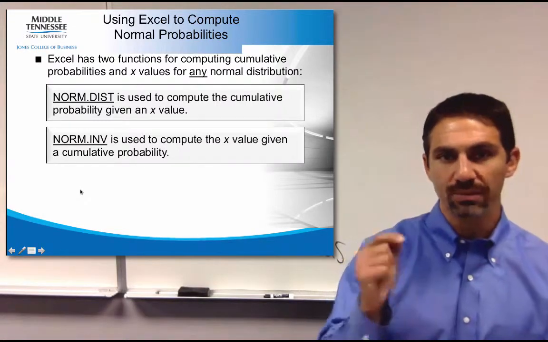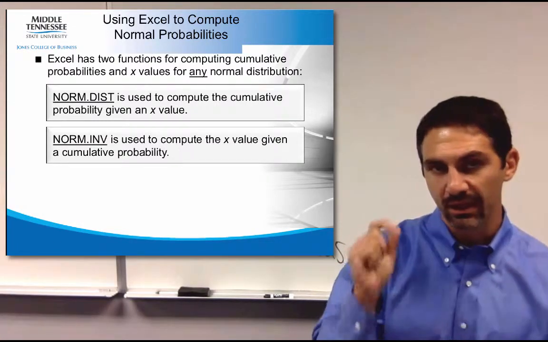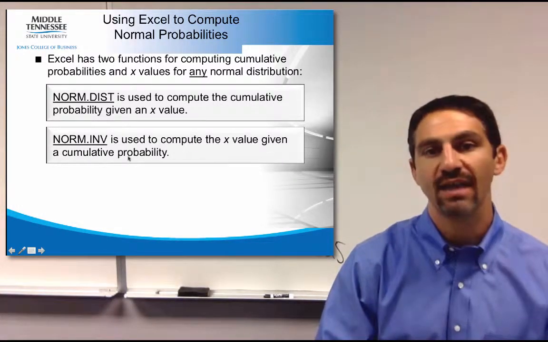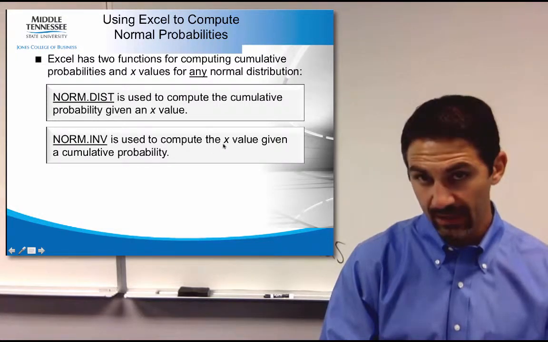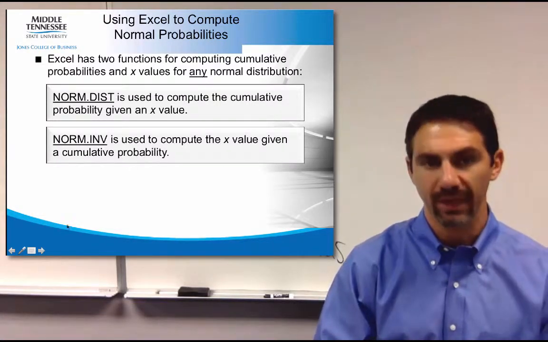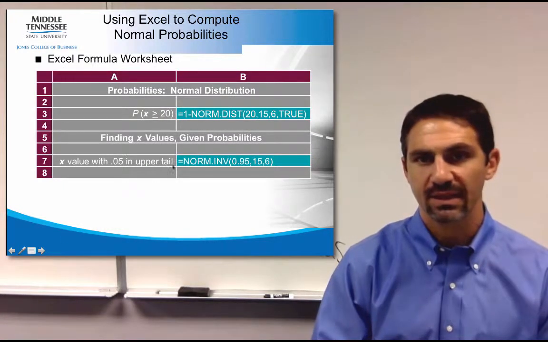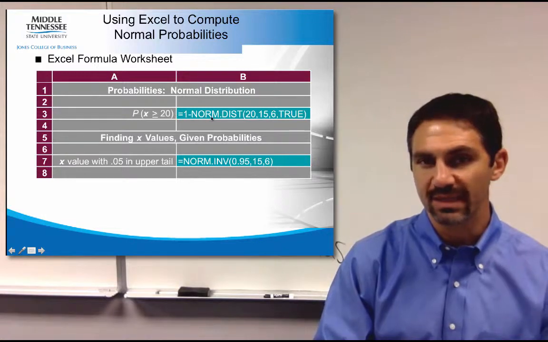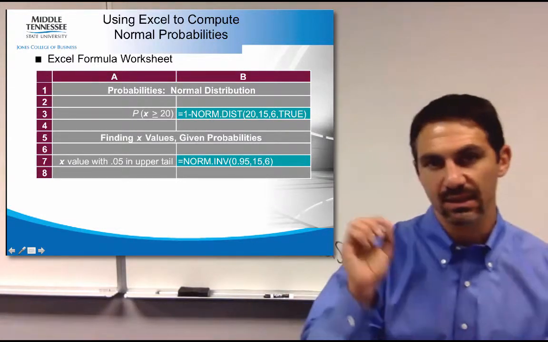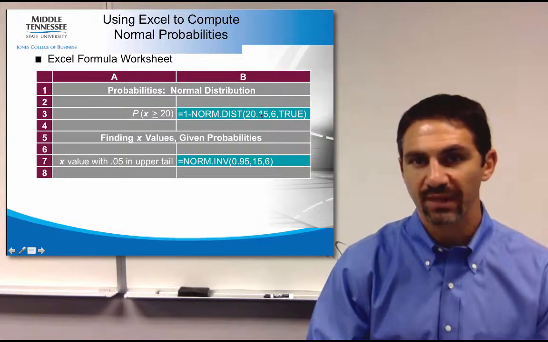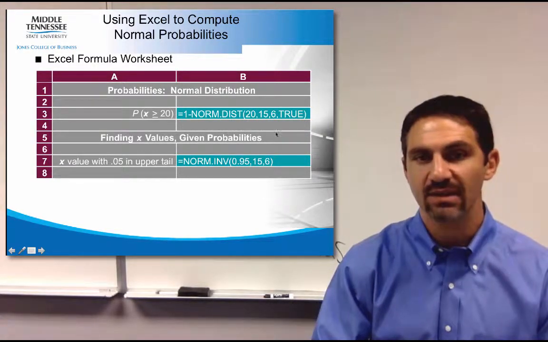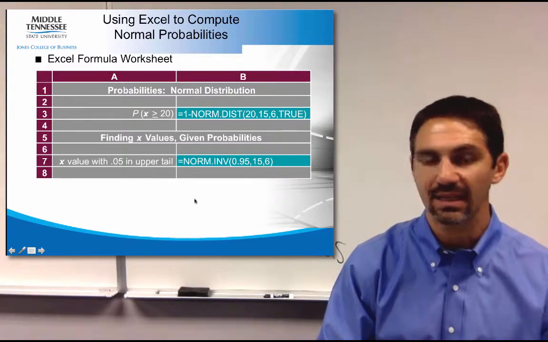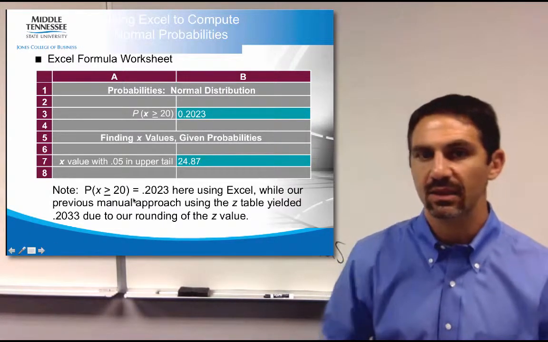We can use norm dist to find the probability using a value of x, and we can use norm inverse to find a given value knowing the probability. And you can see that we put those values in here. And so if I put in for norm dist, now this isn't norm.s.dist, this is norm dist. We put in the 20, the 15, and the 6, and it will give us the correct percentage. If I put in the percentage with the mean and the standard deviation, it will give us the correct answers as you see here.